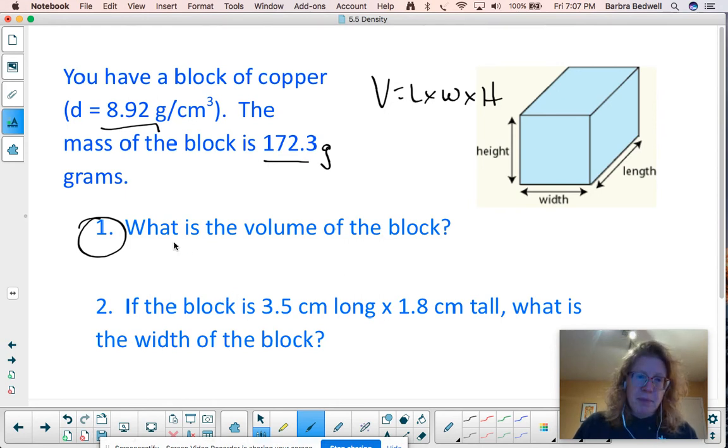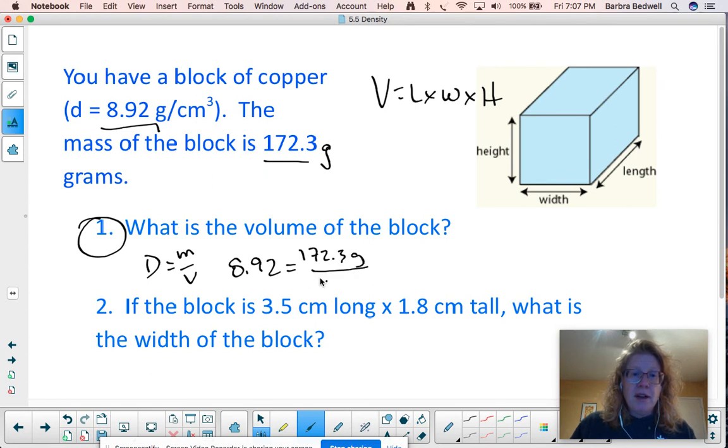Okay, here we go. So density equals mass divided by volume. We know the density, 8.92, because that's given to us in the problem. We know the mass of it, which is 172.3 grams. And then we're trying to find the volume to it. A lot of students have trouble with the algebra on this, so please watch closely. If I want to get this volume out from underneath, I have to multiply both sides by volume to get that out from under there.